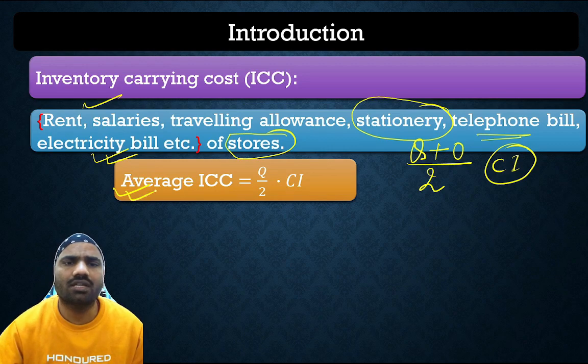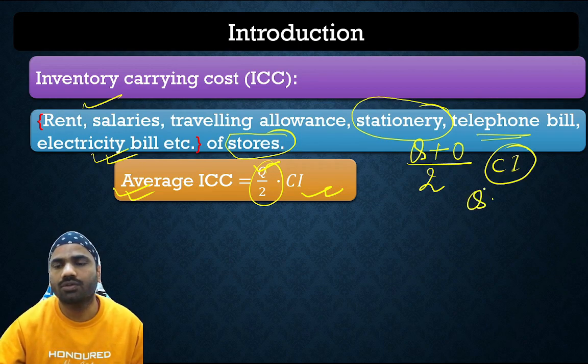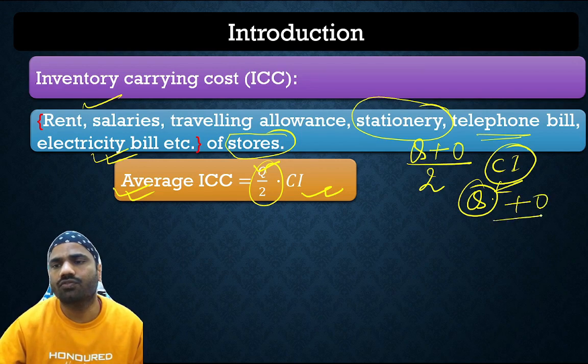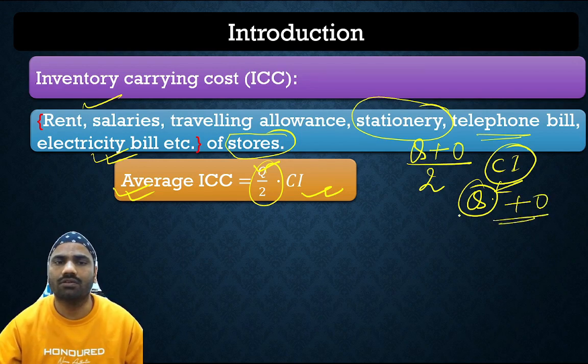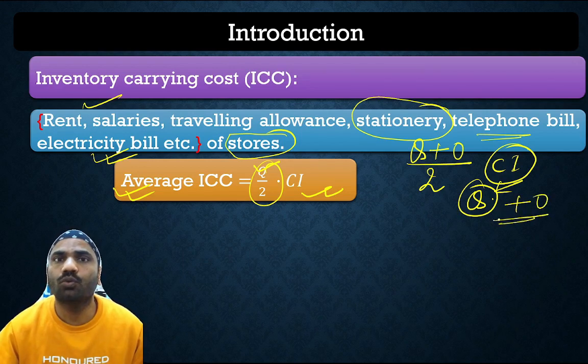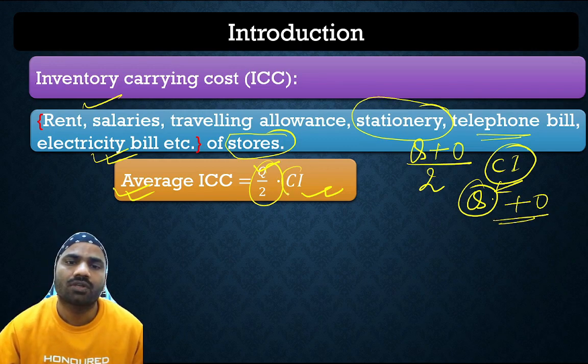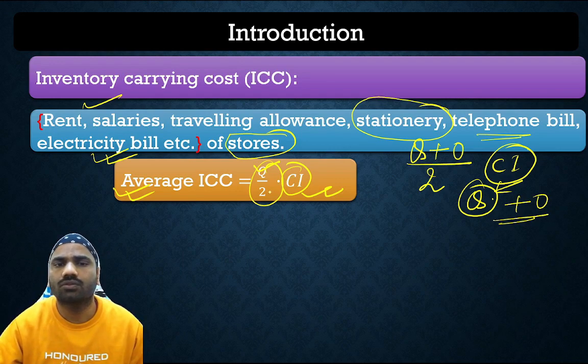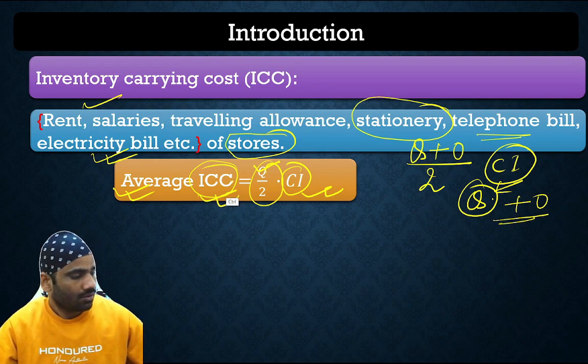So the average inventory carrying cost will be Q by 2 into CI, where Q is the lot size or quantity we are going to order. Initially it is Q and finally it will be 0, so the average will be Q plus 0 by 2, and CI is the inventory carrying cost per quantity. This is the total, or average, inventory carrying cost.